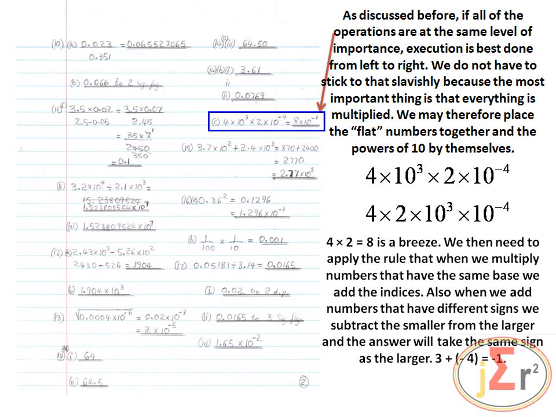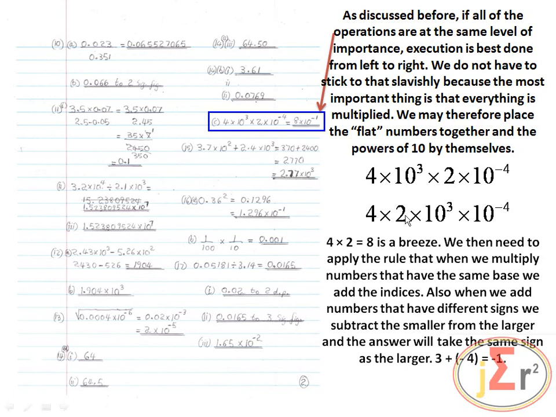We then need to apply the rule that when we multiply numbers that have the same base, we add the indices. Also, when we add numbers that have different signs, we subtract the smaller from the larger, and the answer will take the same sign as the larger. Good.